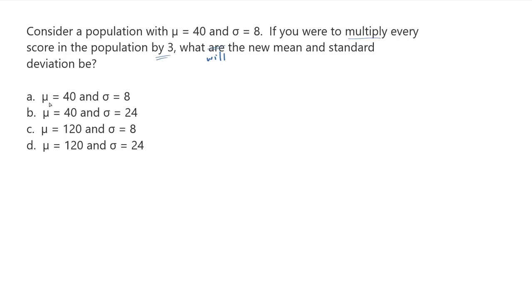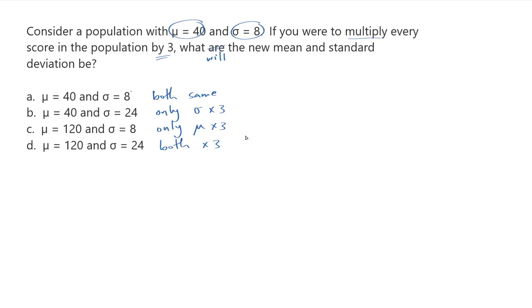Looking at option A, the mean stays the same at 40 and the standard deviation stays the same at 8. So in this case, they're suggesting that both will stay the same. In B, only the standard deviation is multiplied by 3. In part C, the mean is 120 now and the standard deviation stays the same, so only the mean is multiplied by 3. And finally, the last option has both multiplied by 3. So which is it going to be?